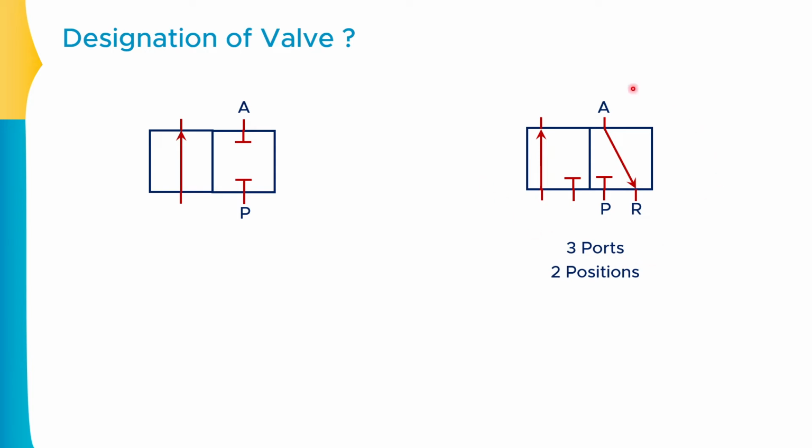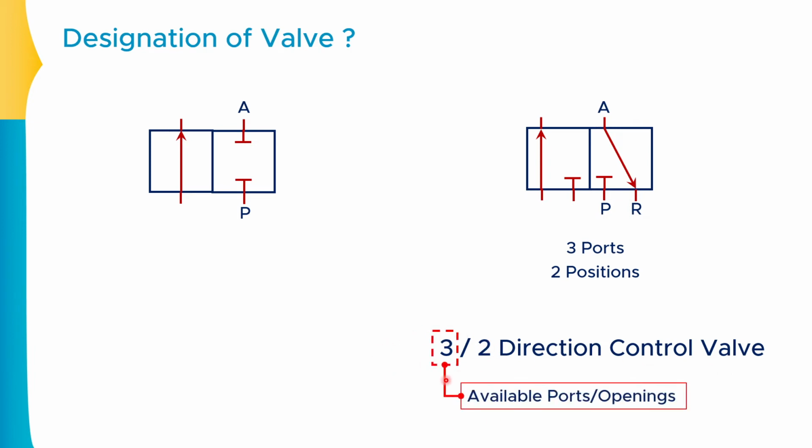Now such kind of valve is known as 3/2 way direction control valve. 3/2 direction control valve, this is the one name, or we can also say this is the 3/2 way valve. Clear? So you will be observing that the very first number which is available is actually showing the available ports, or we can say available opening of the specific valve. The second term that you are seeing, which is 2, is actually showing the possible positions of that specific valve.